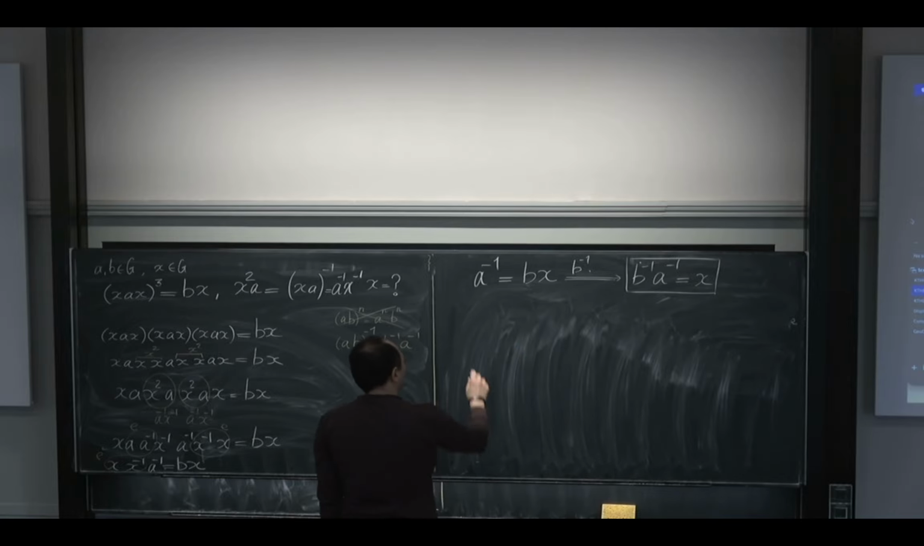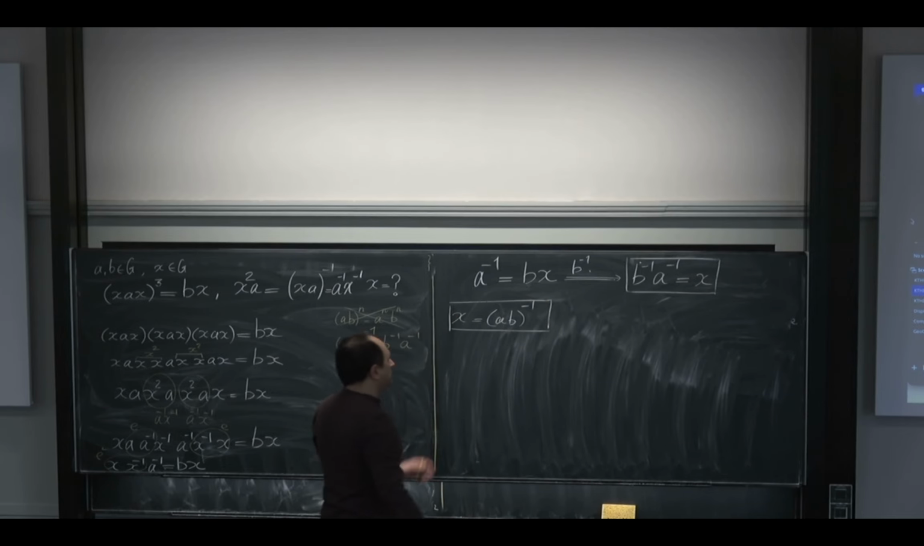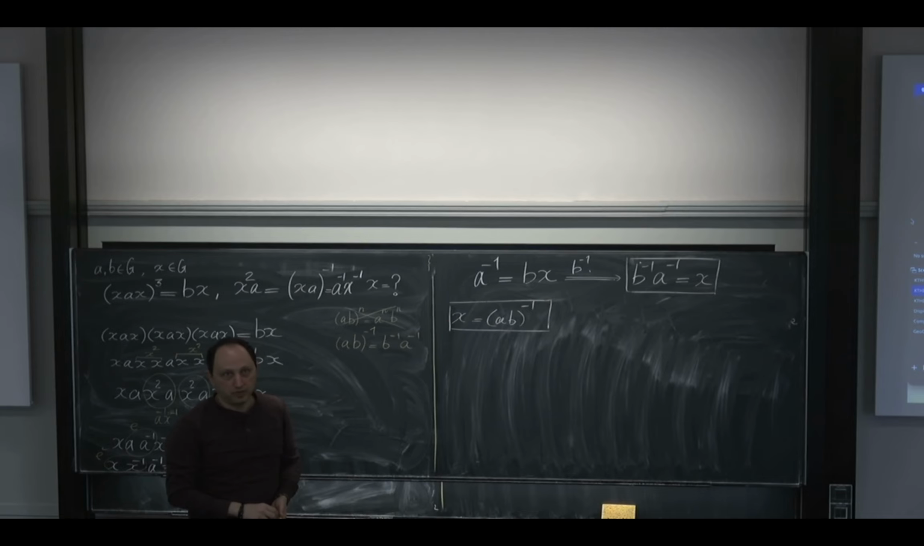Of course, if you strictly want to write it in terms of B, it's better to write it as (AB)^{-1}, which is exactly that expression. So this is the solution to this problem. We write X in terms of A and B.